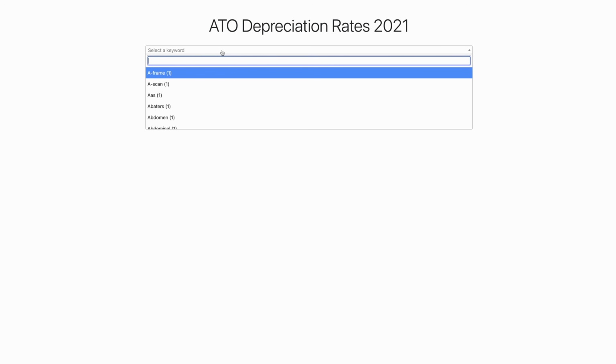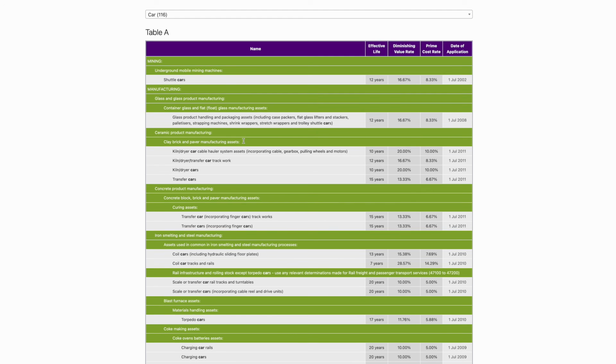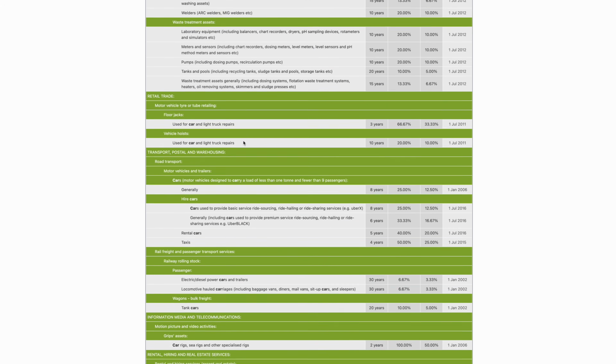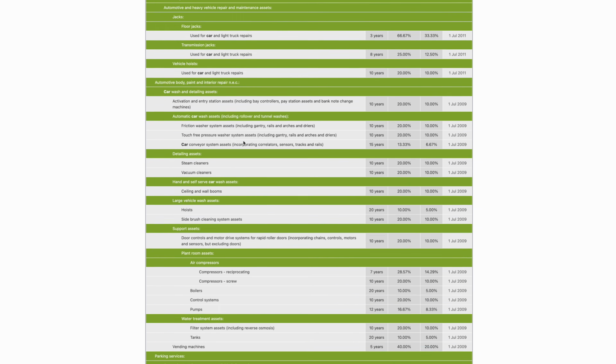There's this website here called depreciation rates where you can go in and search up what your asset is to see what the rate would be. It's a good guidance to give you a bit of an idea of how long it is going to take to completely claim this product.